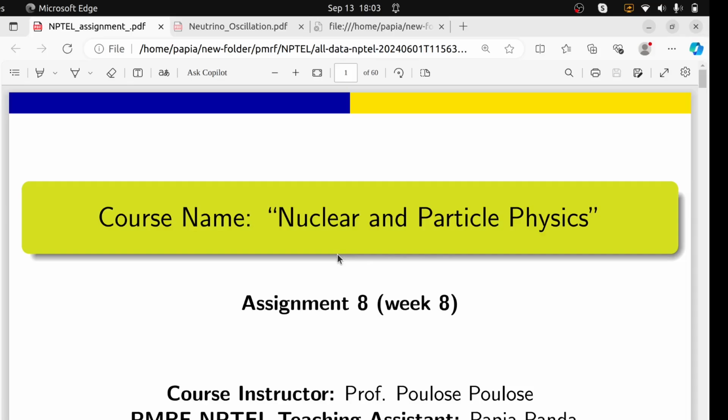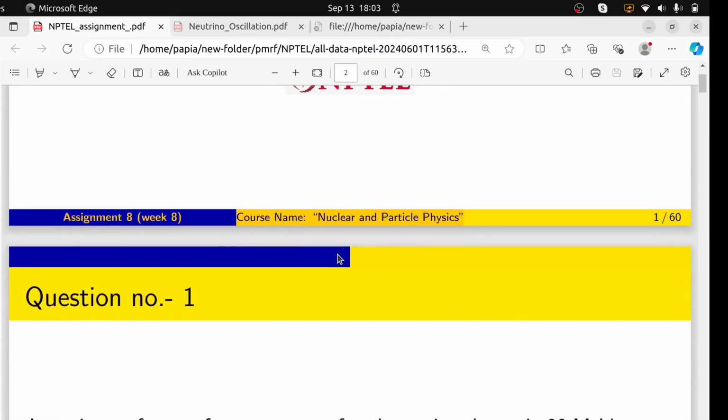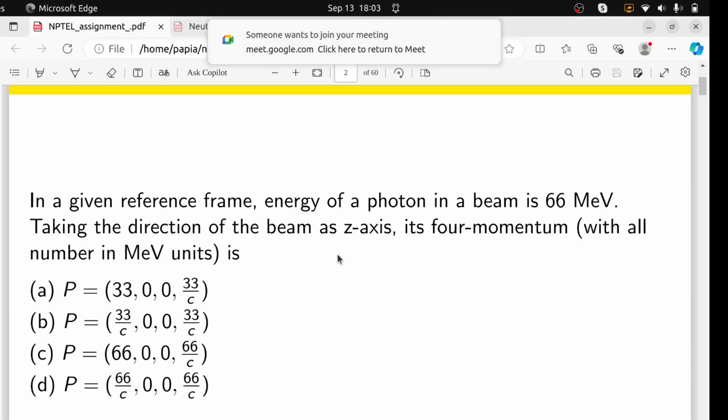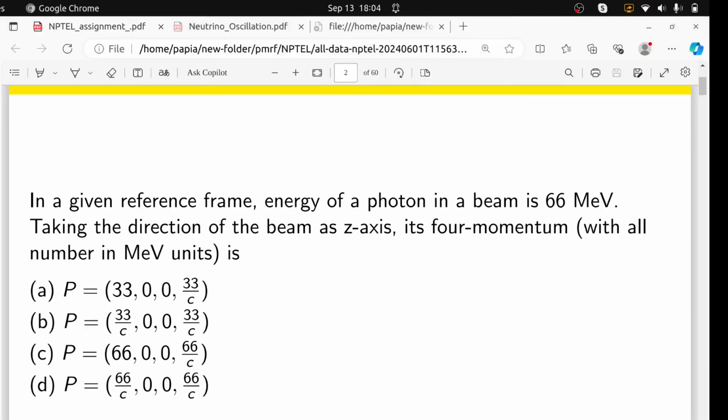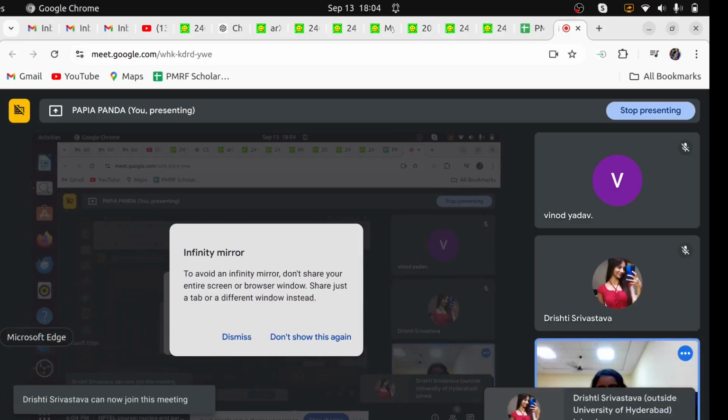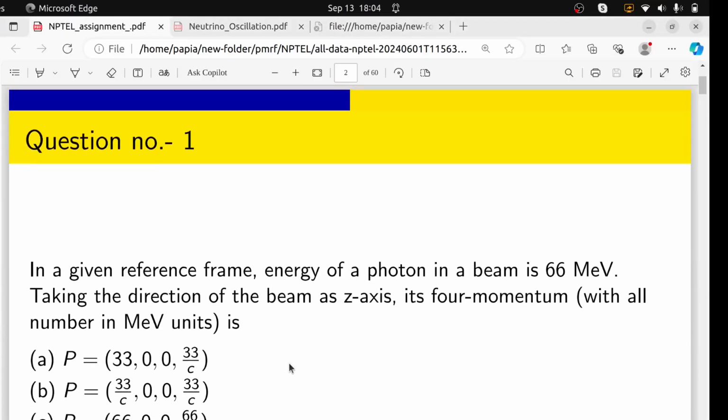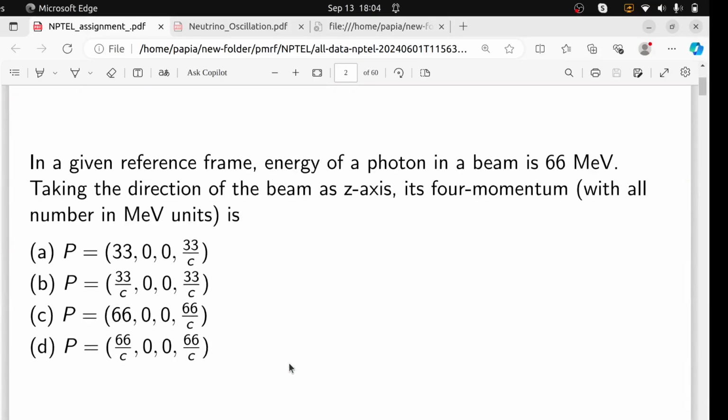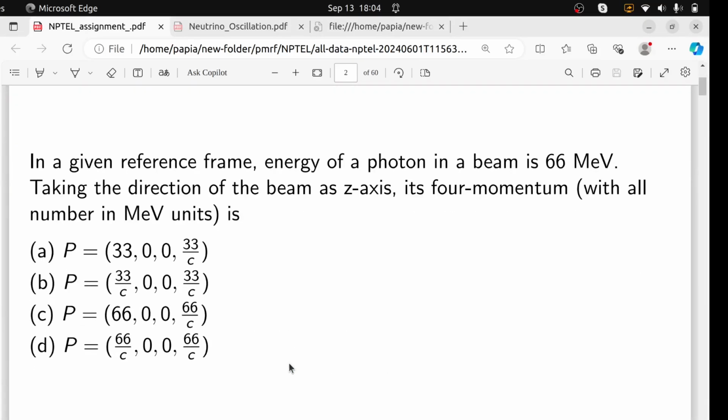Today we will talk about the nuclear and particle physics course, assignment week 8, previous year questions. So question number 1, the first question for assignment 8. In a given reference frame, the energy of a photon in a beam is 66 MeV. Taking the direction of the beam as the z-axis, its four-momentum, with all numbers in MeV units, is how much?